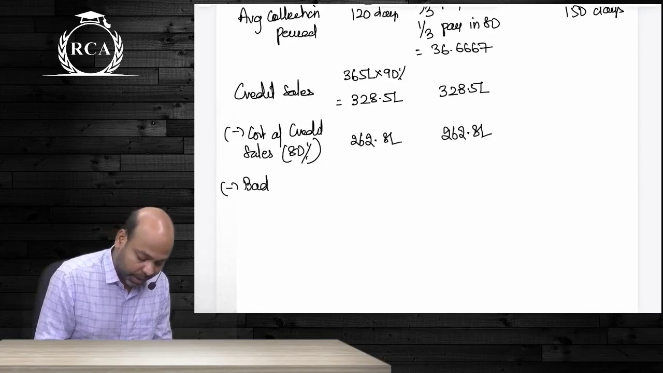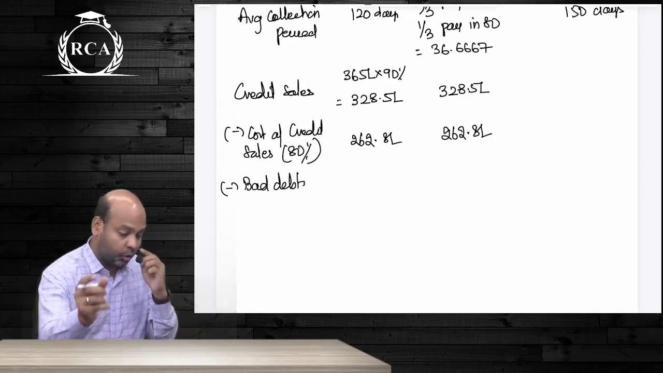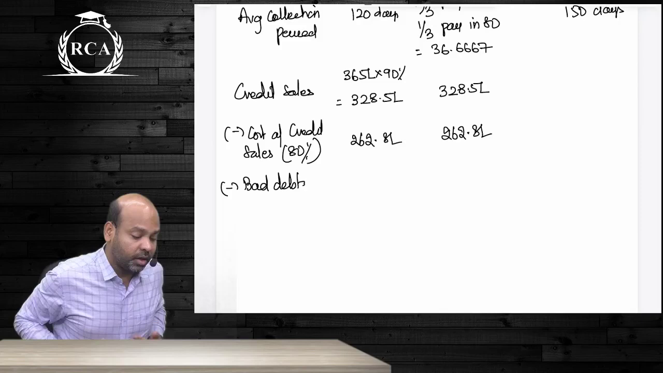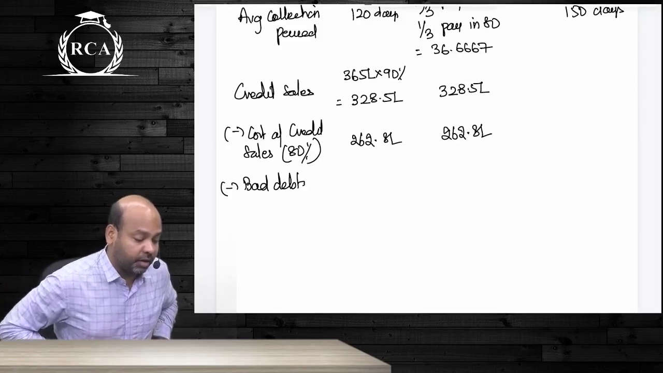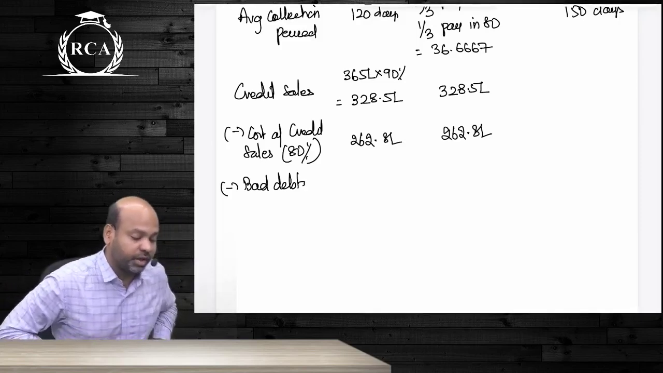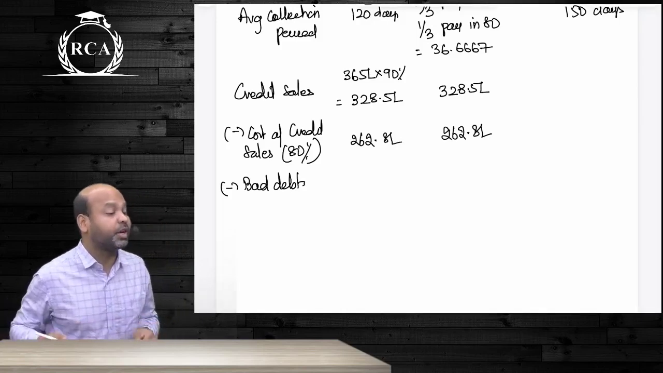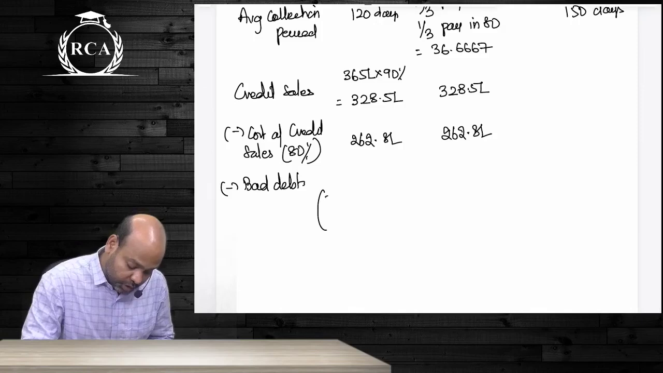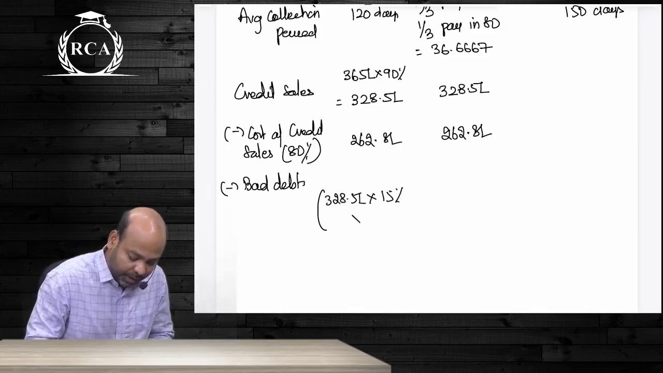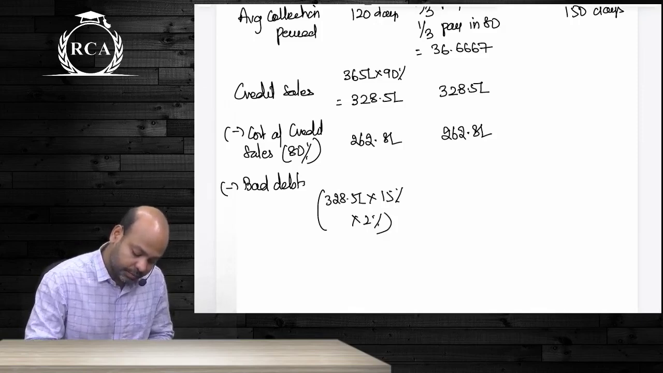Minus, guys, bad debts. Can you read that statement, guys? It says that out of the credit sales, 15% is sold to customers whose financial position is not very sound, and the bad debts would amount to 2% of these sales. So 15% of 328.5 lakhs, and 2% of that is how much?